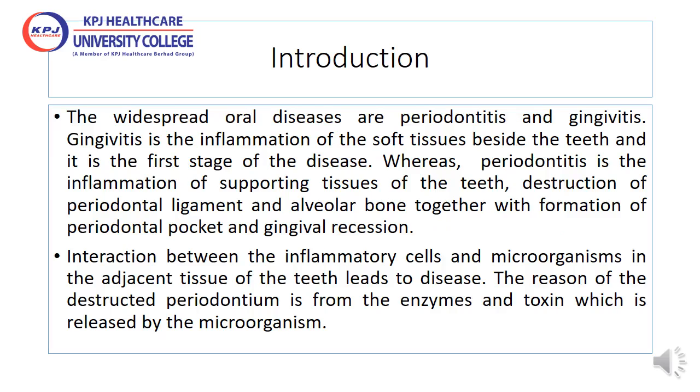Introduction. The widespread oral diseases are periodontitis and gingivitis. Gingivitis is the inflammation of the soft tissue beside the teeth and it is the first stage of disease, whereas periodontitis is the inflammation of supporting tissues of the teeth, destruction of periodontal ligament and alveolar bone together with formation of periodontal pocket and gingival recession. Interaction between the inflammatory cells and microorganisms in the adjacent tissue of the teeth leads to disease. The destruction of the periodontium is caused by the enzymes and toxins released by the microorganisms.